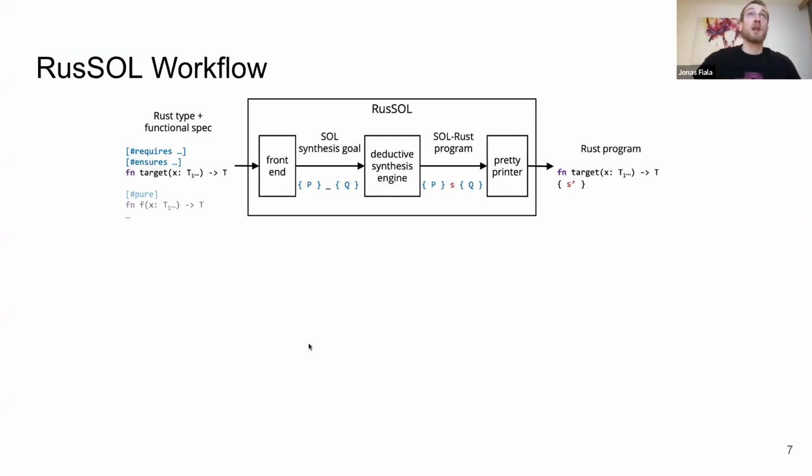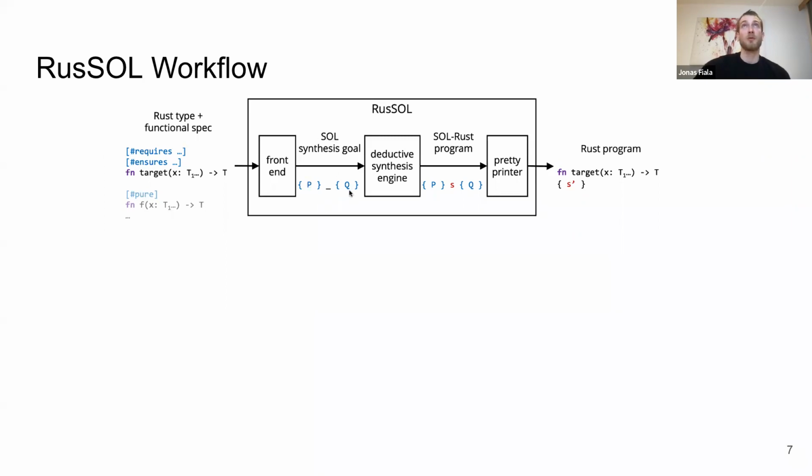And so we've seen essentially how the tool works. We get the functional specification, the function signature, maybe some pure functions that we use to talk about the data types. This gets passed into the tool, and the tool translates this to some kind of precondition and postcondition in what we call the synthetic ownership logic, so SOL.